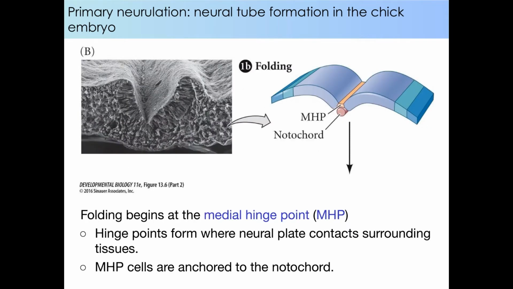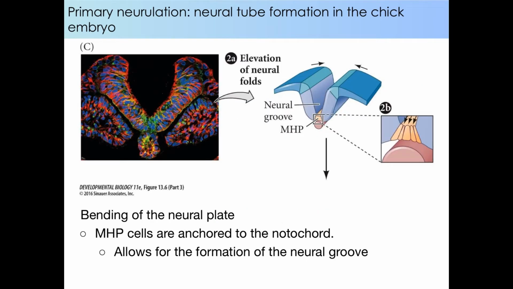The neural plate then begins to fold. The folding of the neural plate starts at the midline with the formation of a hinge point that's known as the medial hinge point. And in order for that folding to happen, some of the cells need to change shape to form the hinges. As you can see, the cells at the medial hinge point have a wedge shape, and these cells are anchored to the notochord. That anchoring to the notochord is important to promote the formation of the neural groove. And it's also thought to be important for ensuring that the neural tube folds inward rather than outward.